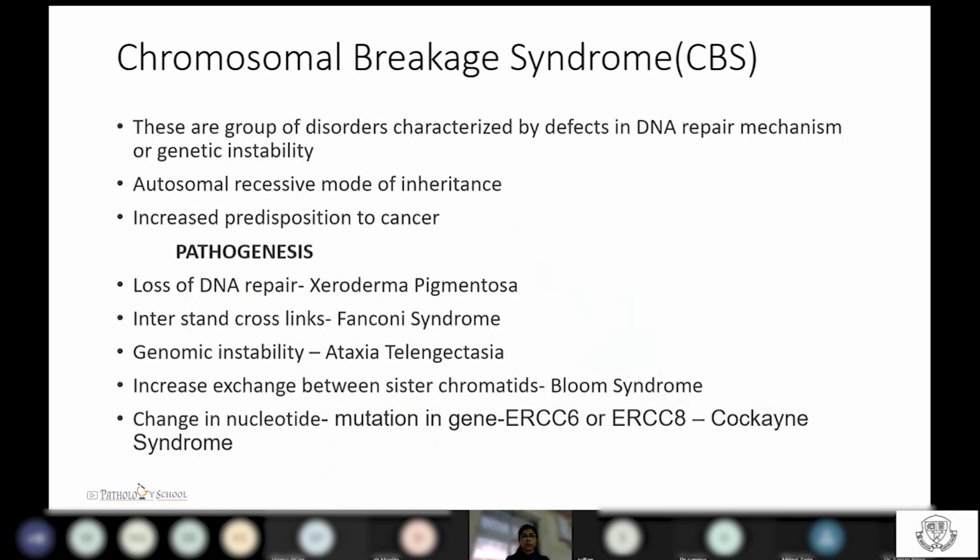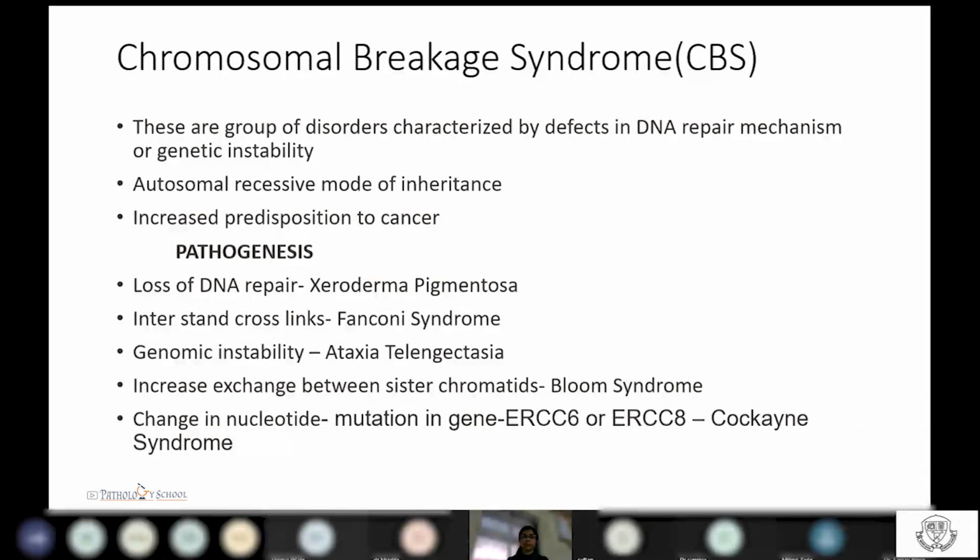Next, we'll be touching upon chromosomal breakage syndrome. Now, this is a group of syndromes in which there are defects in your DNA repair mechanism or genetic instability. It is most commonly seen in autosomal recessive disorders, and there's a high predisposition to cancer. So now, what is the pathogenesis?